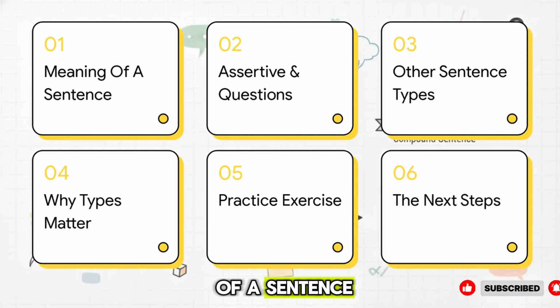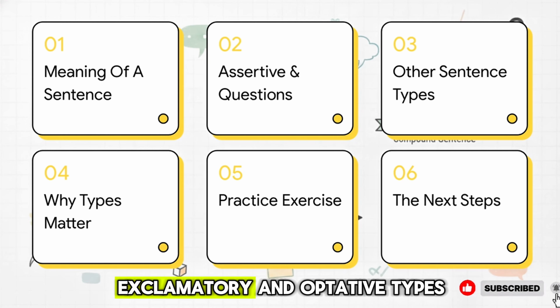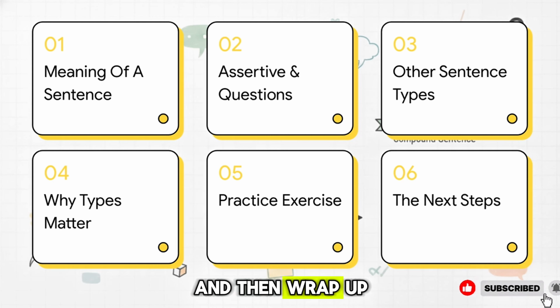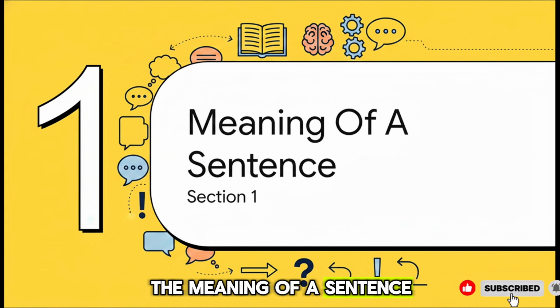We'll cover the meaning of a sentence, assertive, interrogative sentences, imperative, exclamatory, and optative types, why these actually matter, a quick practice exercise, and then wrap up with your next steps. Let's jump right in. Section 1, the meaning of a sentence.